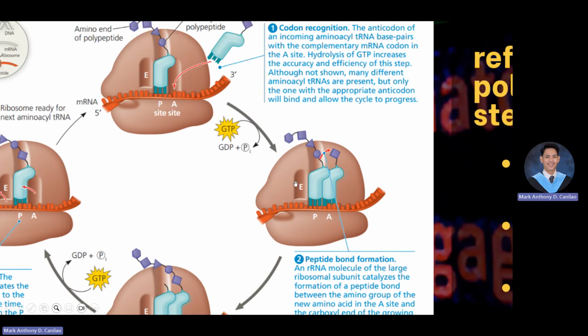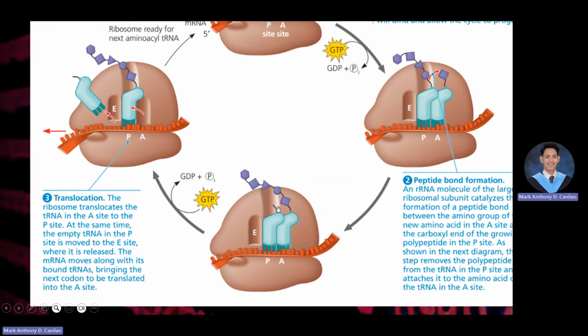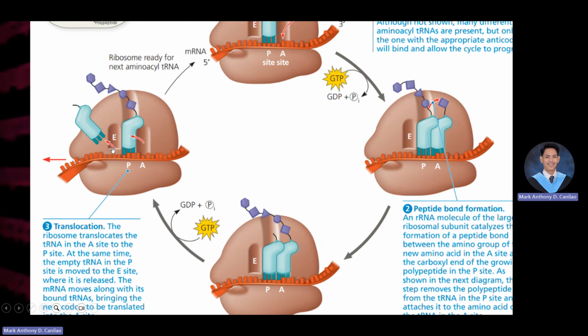So peptide bonds are formed at the P site. On the next part, in that site, it is known as the translocation site, wherein the tRNA no longer carries an amino acid because it is already attached at the P site, and it will now be translocated outside of the ribosome. So we call it the E site.